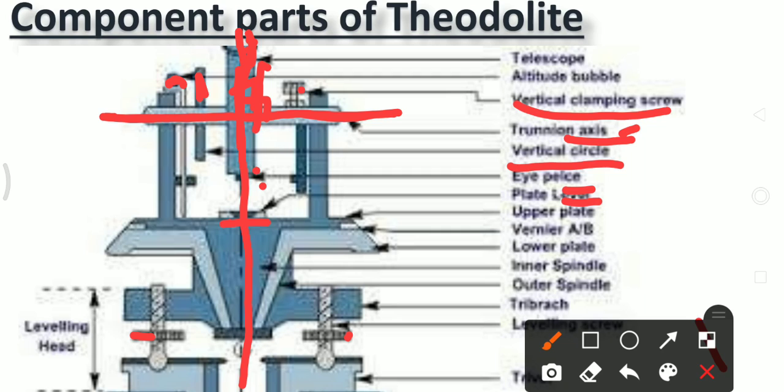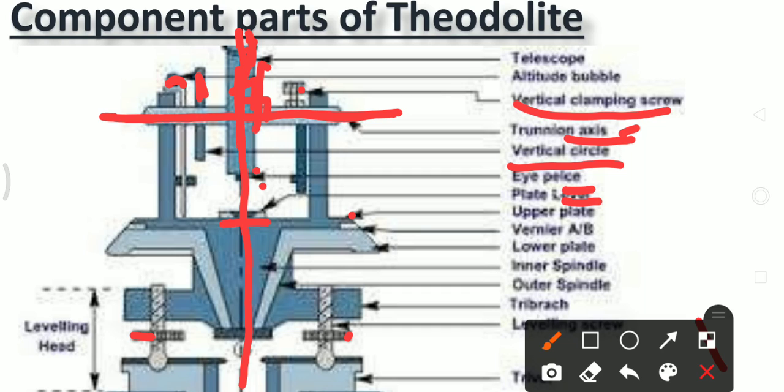Next component part is the upper plate part. Upper plate means this is the upper plate of the horizontal circle of the theodolite. Two plates are provided for two circles: upper plate and lower plate for the horizontal circle, and upper plate and lower plate for the vertical circle.